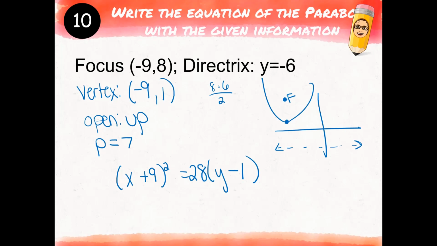Did you get it right? This one is the hardest kind of problem that they can throw at you because they stole that vertex. So you kind of almost have to reason through where could the vertex be to find that ordered pair.